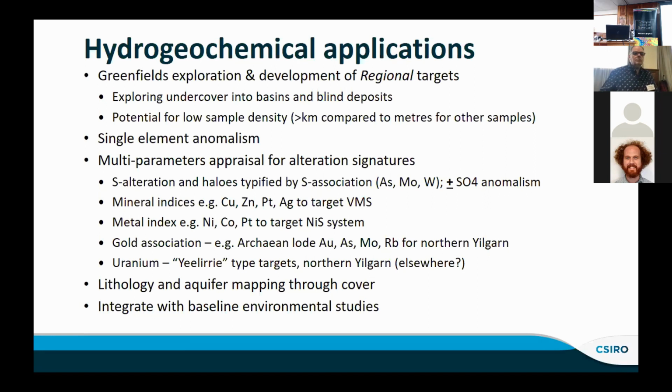And so it enables you to do exploration in basins, undercover, as well as for blind deposits in outcropping areas where you do not see the mineralization signature or the chemical signature at surface. But if you could get water from the underlying formation of rocks, it's a composite from every direction, up, down, laterally. And so it still gives you some chemical signature. So that's the main benefit of hydrochemistry, that it expands the depth and laterally the area of exploration.